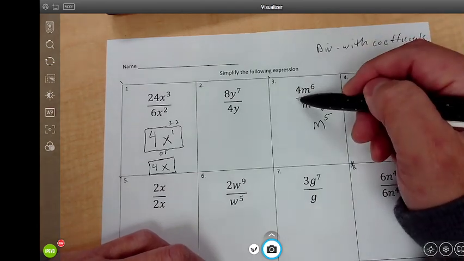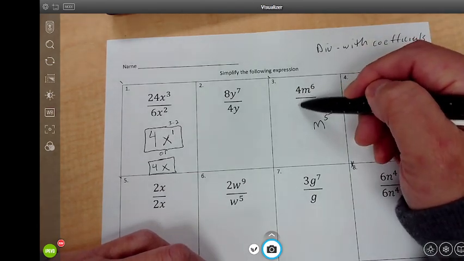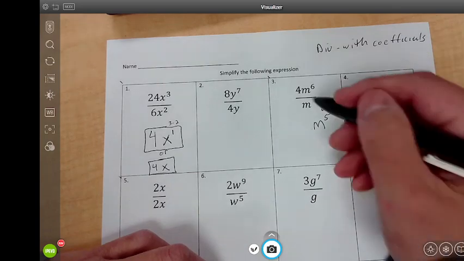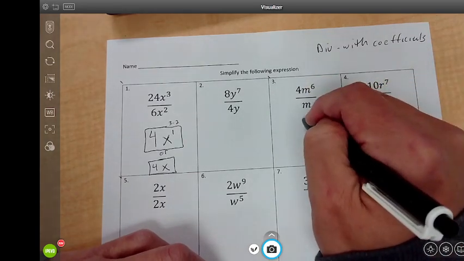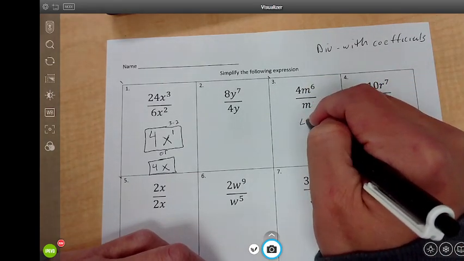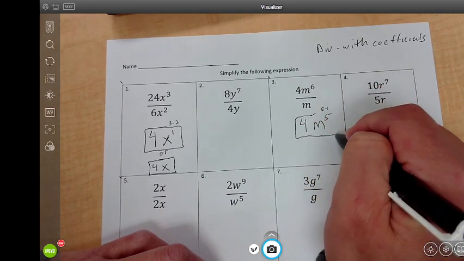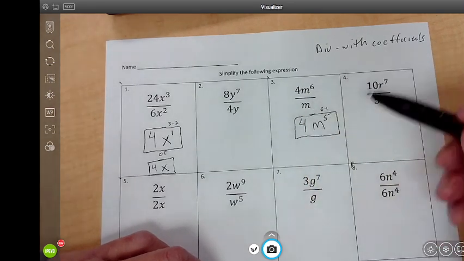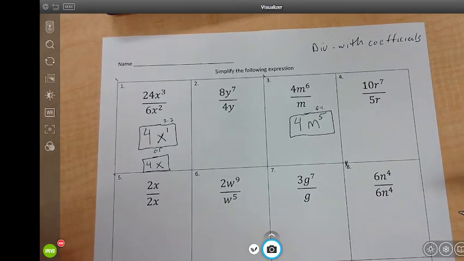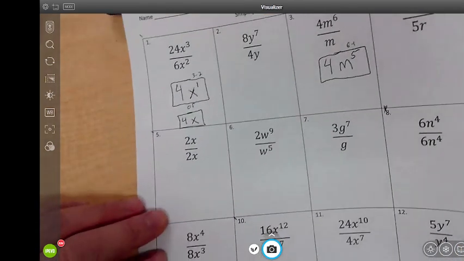All right, notice for the coefficient, there's only a 4 in the numerator, right? This is 4 divided by 1. Okay, so 4 divided by 1 is 4. You can also think of it as just bringing that 4 coefficient down into your answer. So your simplified answer is 4m to the 5th power. All right, let's do a few more.